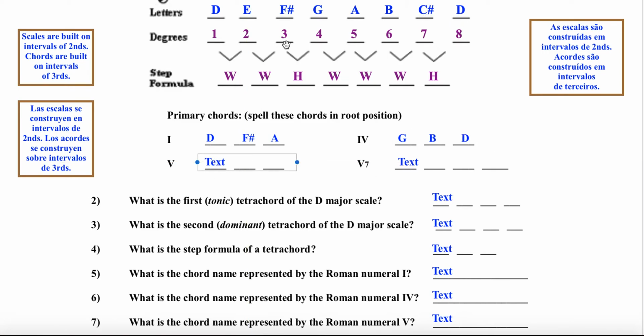The dominant chord is built on the fifth scale degree, so we start on the letter A. Don't forget to use the application of the sharps and flats that we discovered in our building it. So we have A, C sharp, and E.